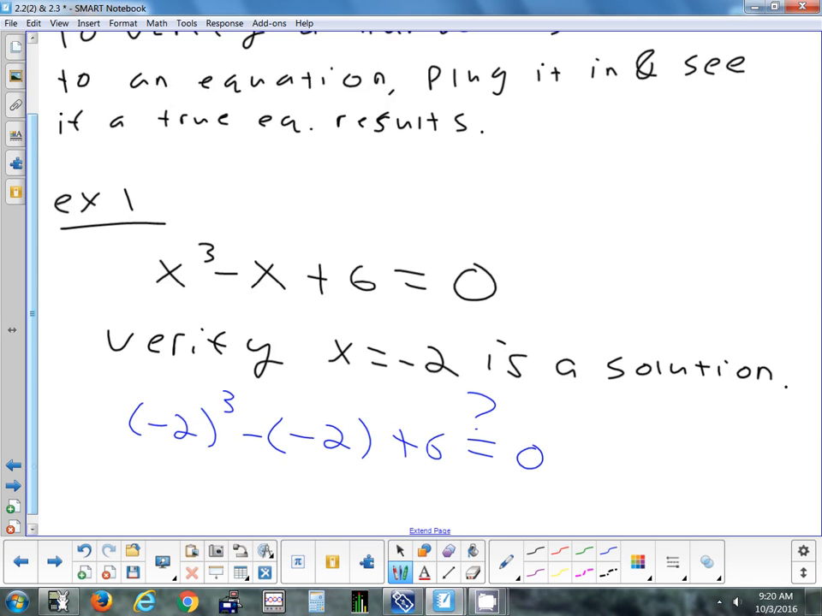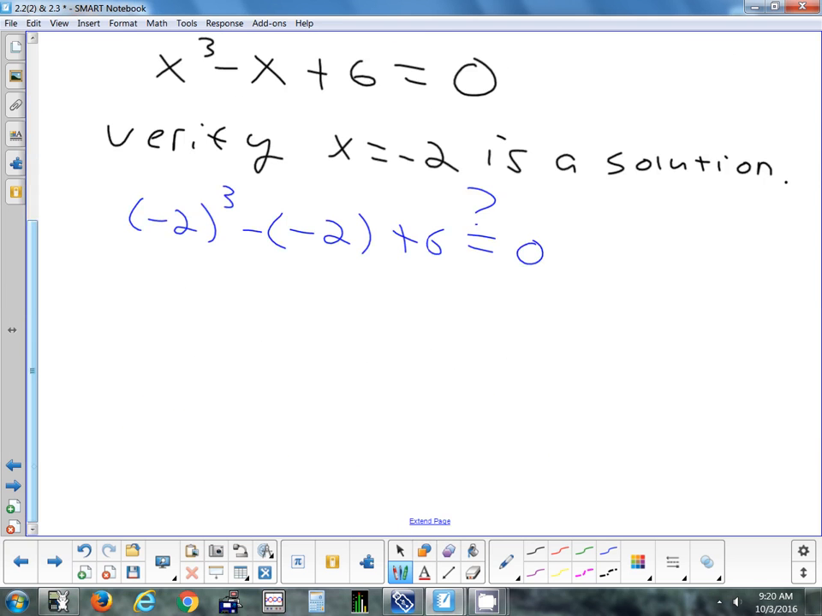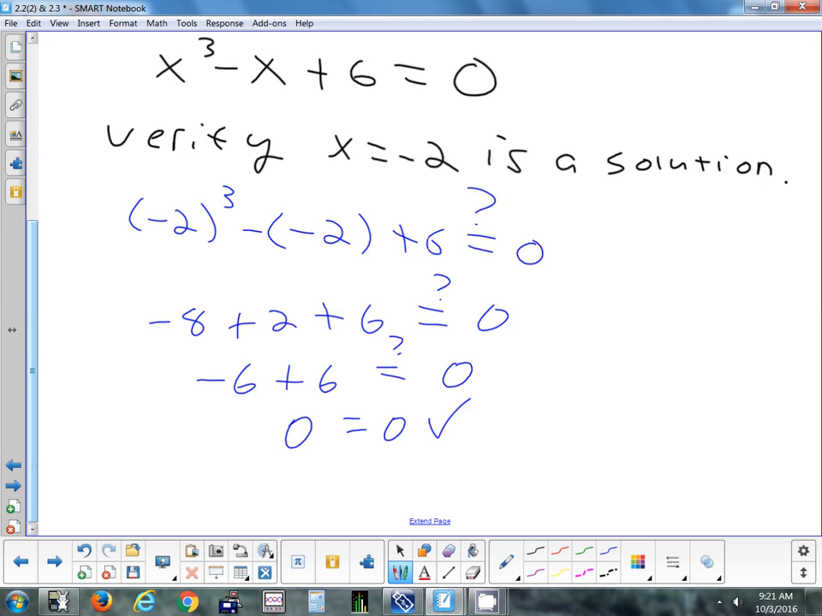Now, when I plug -2 in on the left, what am I hoping it simplifies to? 0. I'm hoping I get 0. If I do, then it's a solution. Okay. -2 cubed is -8. What's minus a minus? That becomes +2 plus 6. -8 plus 2 is -6. And at this point, what's -6 plus 6? 0. Okay, so we proved that -2 is a solution.